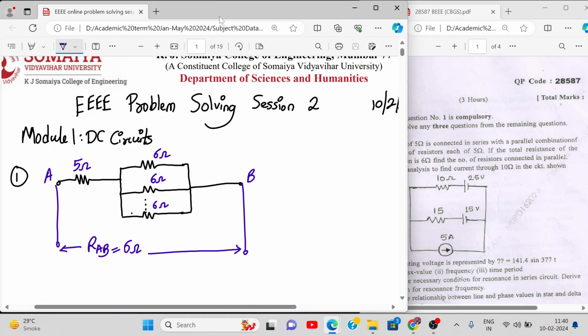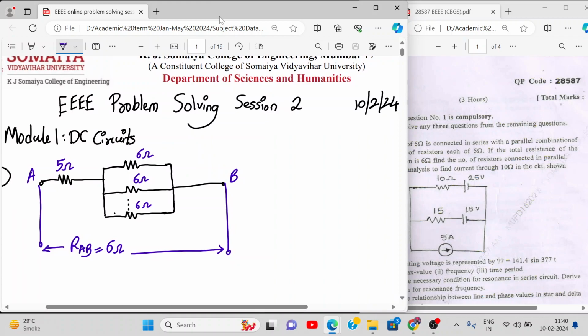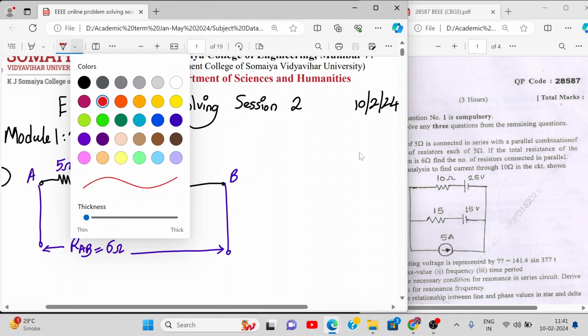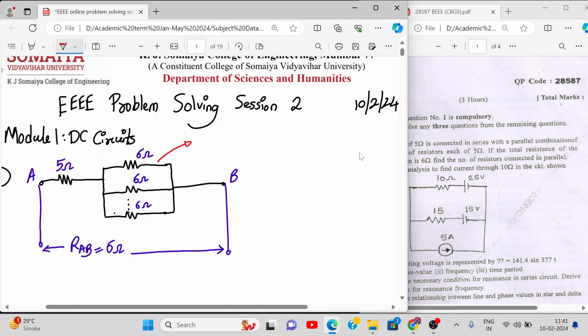So tell me how to solve this. How many such resistors should be connected in parallel so that the total resistance is 6 ohms? So how much should be the parallel combination value? Can you all tell me? Yeah, exactly. So this parallel combination value should be 1 ohm. Now please do 6 ohm parallel to 6 ohm. That will be 3 ohm, right?